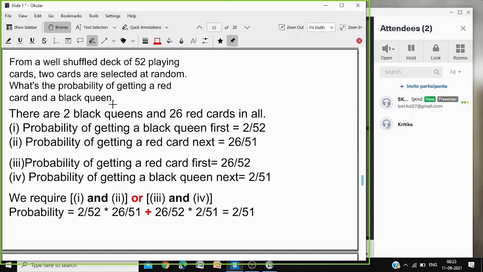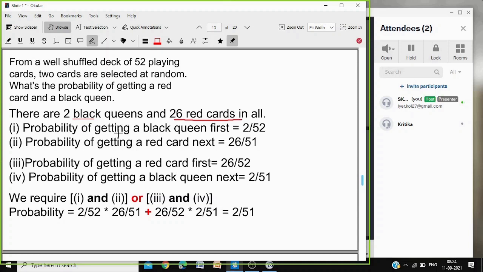Either first you can get a red card and the second time a black queen, or the first can be a black queen and the second a red card. So both possibilities can be there. There are 4 queens in total, out of which 2 will be black and 2 will be red. So 2 black queens, and out of 52 cards, 26 are red and 26 are black. So 2 black queens and 26 red cards.